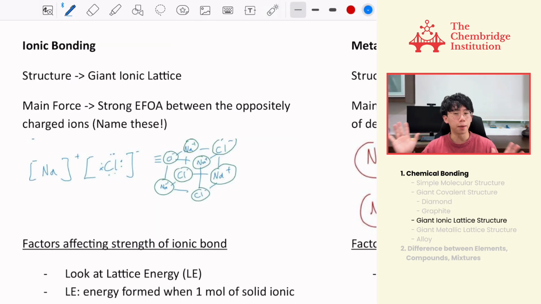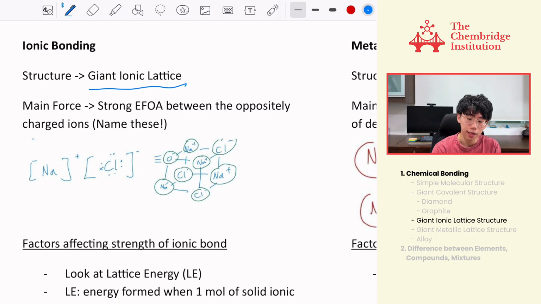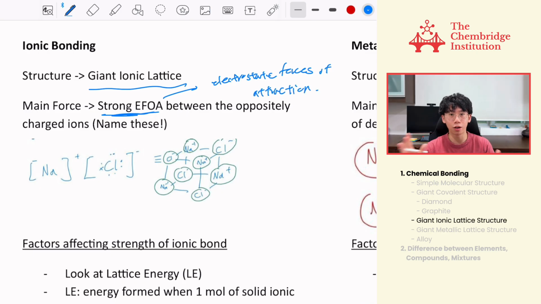Now let's talk about ionic bonding. As I've said just now, ionic bonding is between a metal and a non-metal. The structure of your ionic bonds is called a giant ionic lattice. The main force is the strong electrostatic forces of attraction between the oppositely charged ions. And you would do best to name the specific ions when you're answering your question.